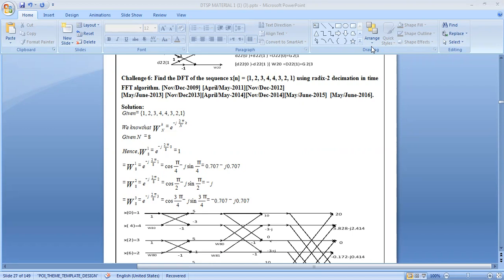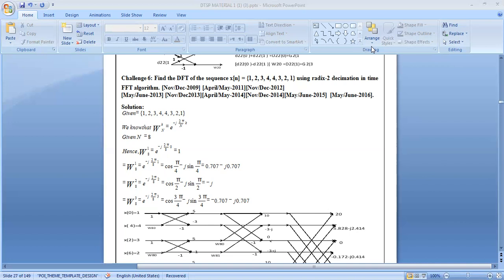Okay? So what is the given information? 1, 2, 3, 4, 4, 3, 2, 1. What is the length of the sequence? Capital N is equal to 8. So we have to compute the twiddle factor. We know that W_N to the power of k is equal to e power minus j 2 pi by N into k.